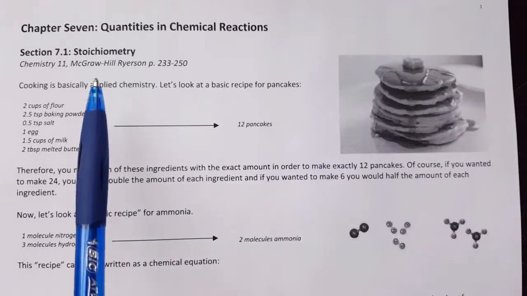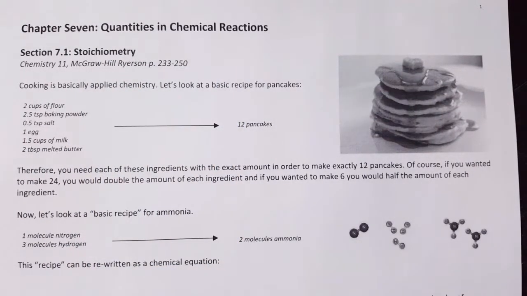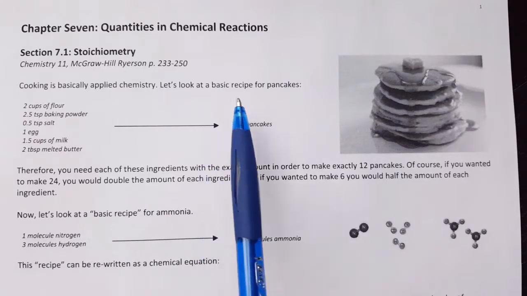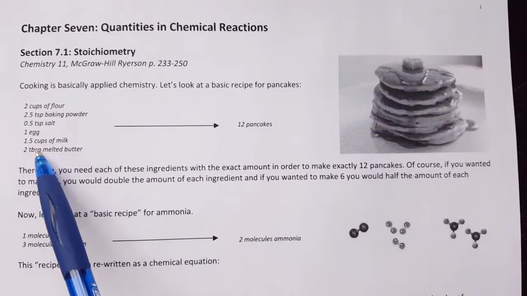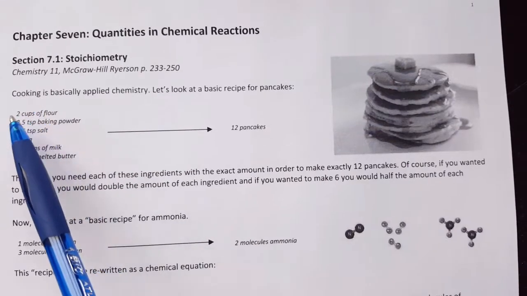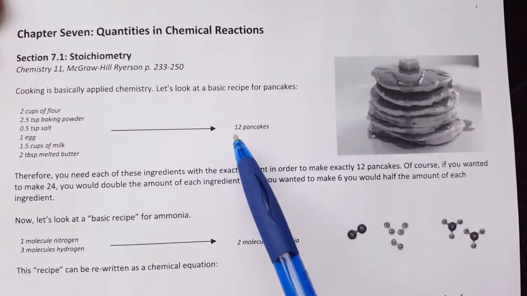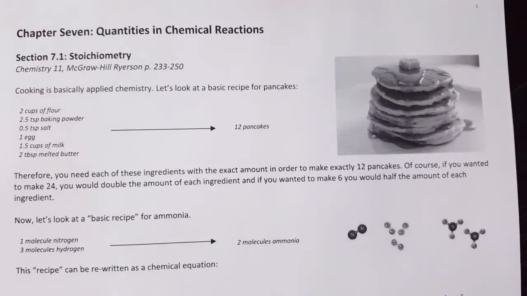Chapter 7 has to do with quantities and chemical reactions, and the first part of the chapter that we're looking at is stoichiometry. Stoichiometry is often compared to cooking, because cooking is basically applied chemistry. If you look at a basic recipe for pancakes, if you have each of these ingredients in the perfect amounts, you can make 12 pancakes. Therefore, you need each of these ingredients in the exact amount in order to make exactly 12 pancakes.